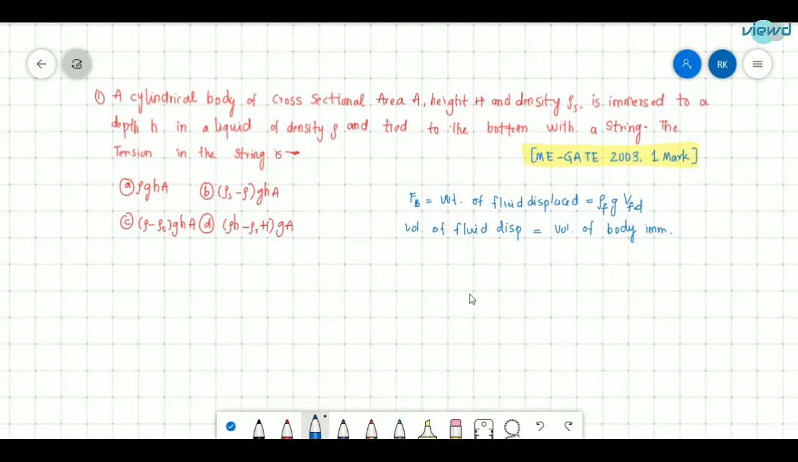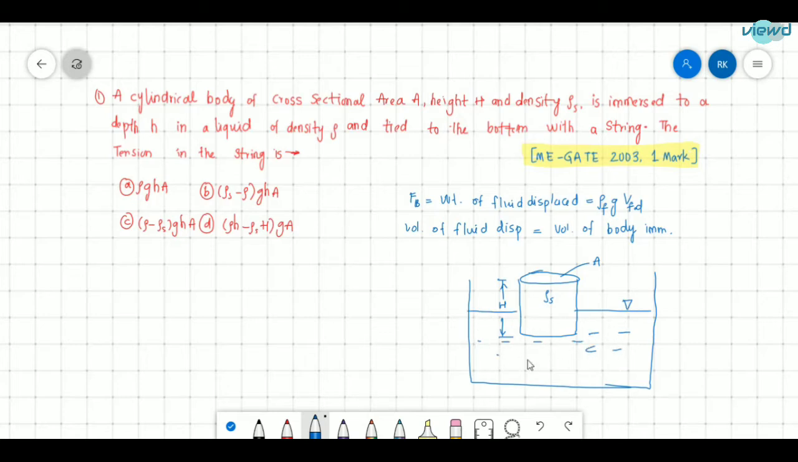So the question is cylindrical body of cross-section area. So this is cross-sectional area A of height h. The height of the cylinder is h, capital H, is immersed, and this density is rho s, immersed to a depth h in a liquid of density rho. So this is immersed into this. Suppose this is the free surface and there is some liquid.